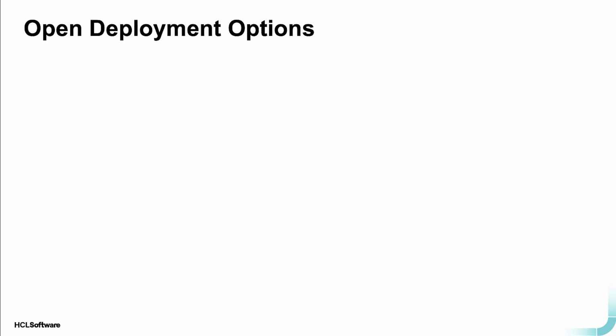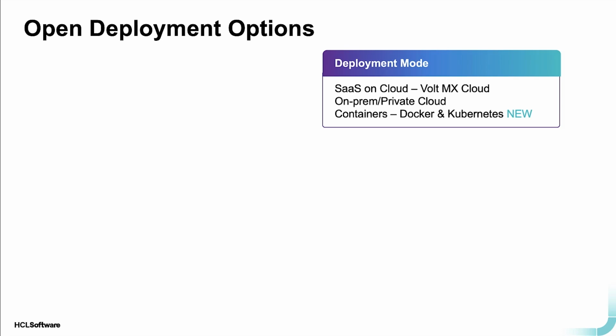When it comes to deployment, we want to be able to support our customers in as much of a variety as possible, right? So going to that, VoltaMX has its own SaaS on cloud, and we have a lot of our customers on the VoltaMX cloud. We also support on-premises or private cloud. We have also added full support for Docker and Kubernetes as part of this release.